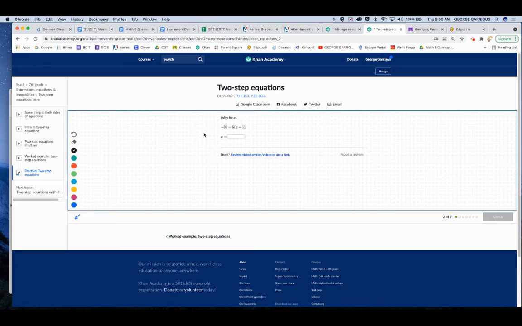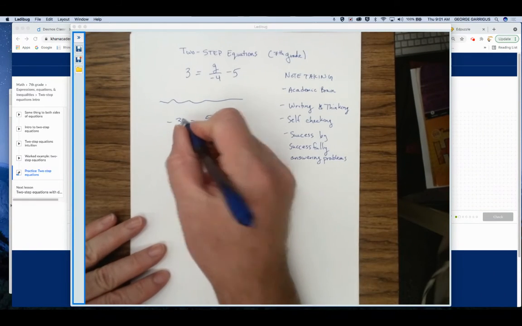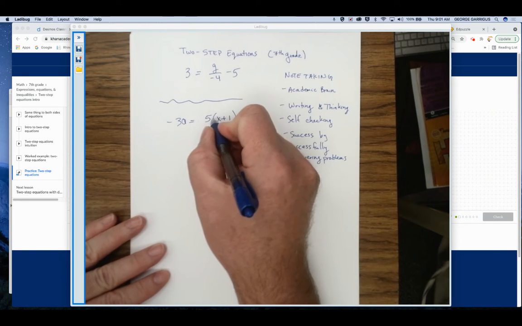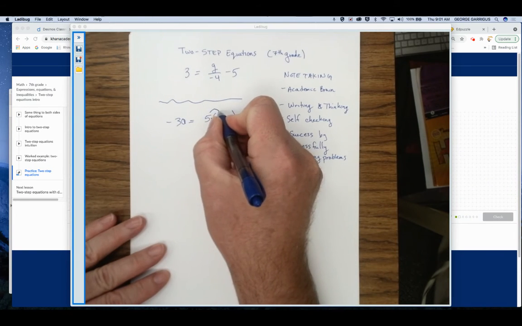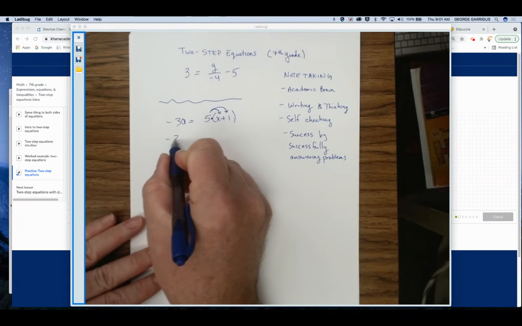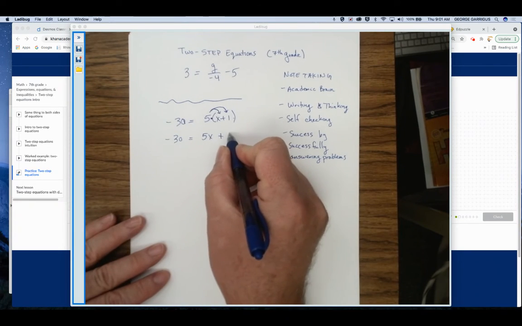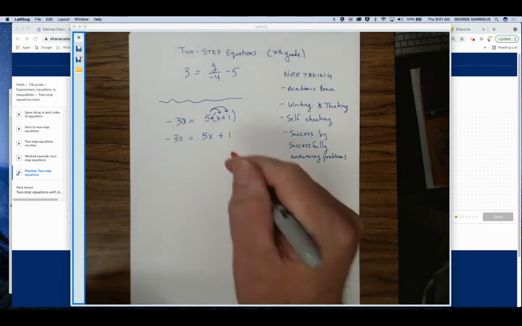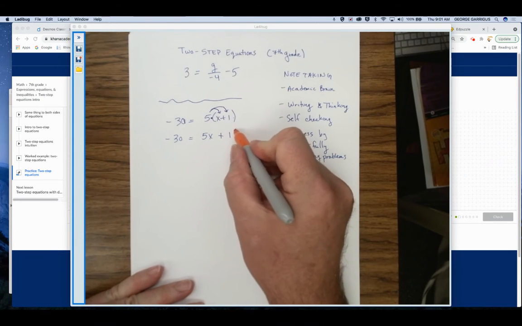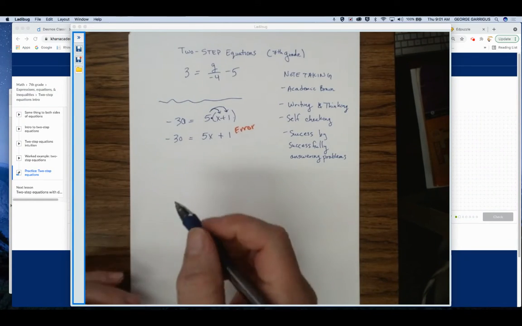Negative 30 equals 5 times x plus 1. And we'll do it on our paper this time. So I'm going to try to solve it. Okay, I'm going to see, oh, there's a parentheses here, so I'm going to distribute. And I'm going to go negative 30 equals 5x plus 1. Okay, so I've made a mistake here because I did 5 times x. I have an error here that I know because I know how to do it, but you might not.